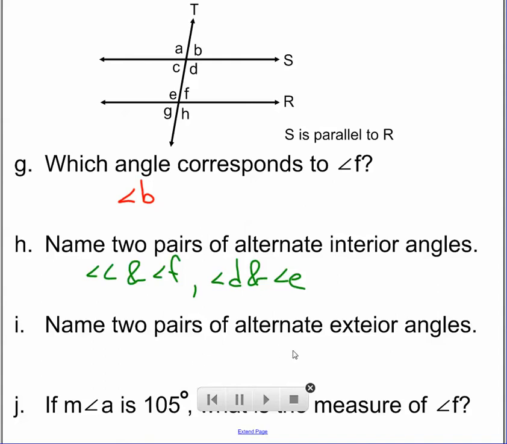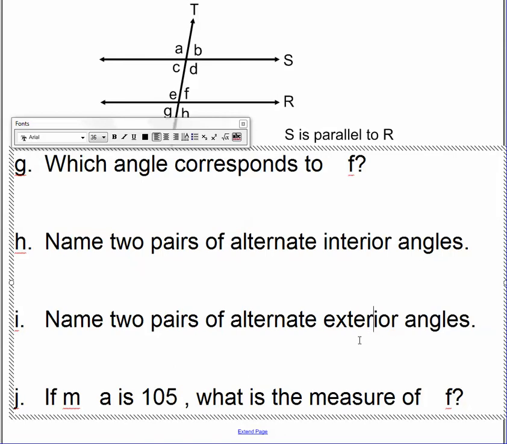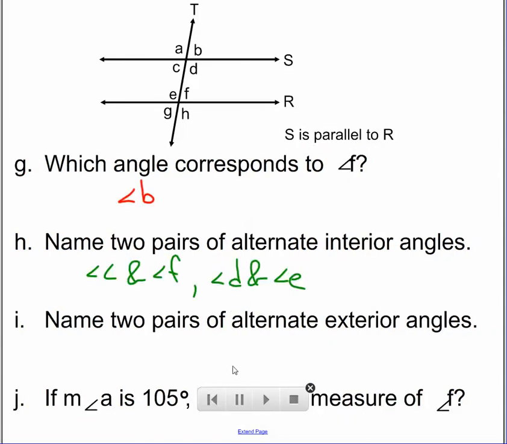Name two pairs of alternate exterior angles. Again, there's only two pairs given that are alternate exterior angles. Angle A and H are alternate exterior angles, and angle B and G are alternate exterior angles. A and H, B and G. And what's special about alternate exterior angles of parallel lines is that they are congruent to one another.